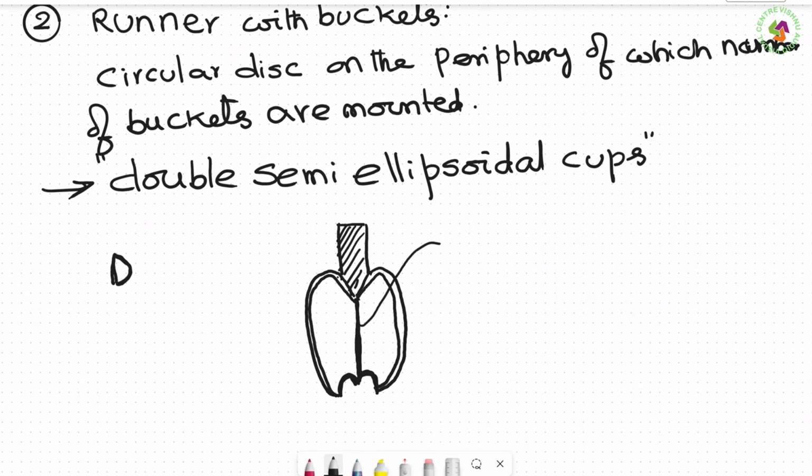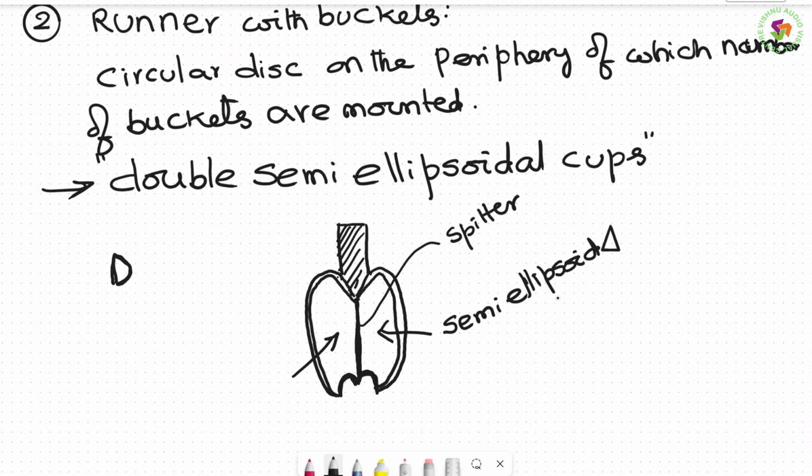This central portion which separates the cups is called the splitter, right? This is one, this is the other. Both are semi-ellipsoidal cups. At the end, there will be a small cut. It's not just continuous, but there will be a cut like this.